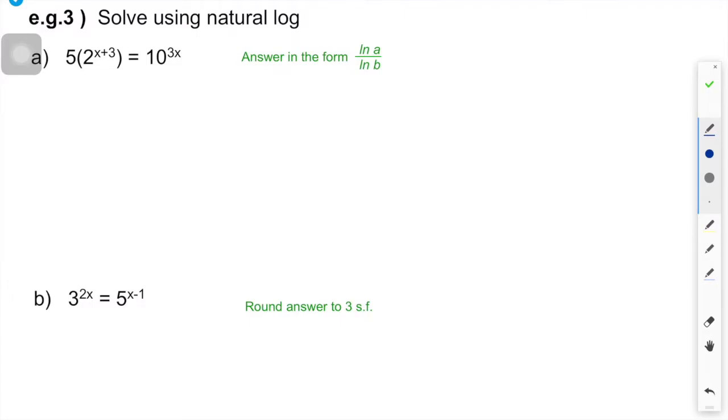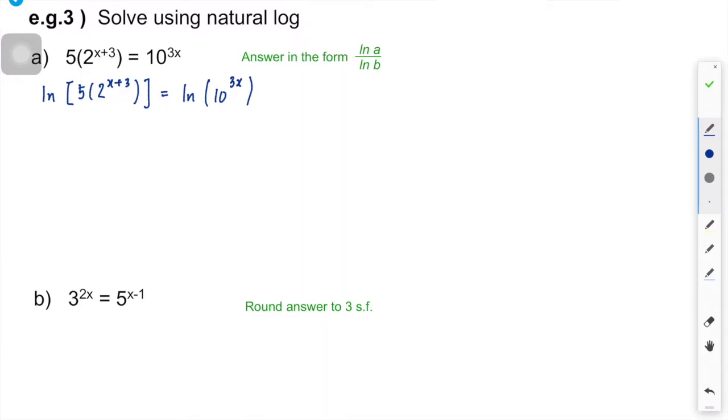Solve 5 times 2 to the power of x plus 3 equals 10 to the power of 3x. We cannot multiply the 5 and the 2 together and fake the base of the power on the left side. So we're going to make use of some properties of log or natural log. If I log both sides of this equation, ln of 5 times 2 to the power of x plus 3 equals ln of 10 to the power of 3x.